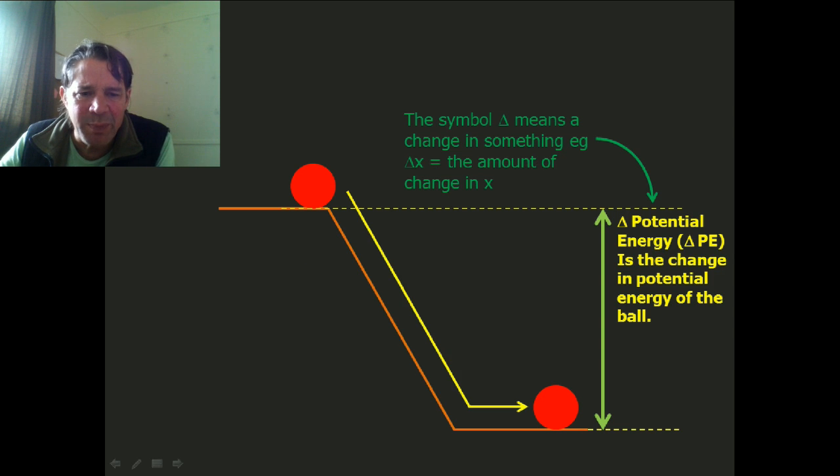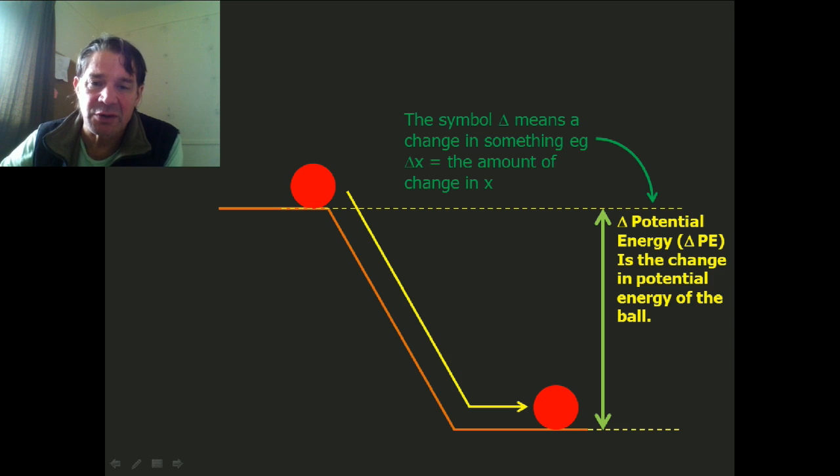To get the ball back to the top will always require at least the value of delta PE, and probably a lot more. That it will require more energy to get it back to the top is a consequence of entropy, which we'll touch upon in the A-level section of the course.